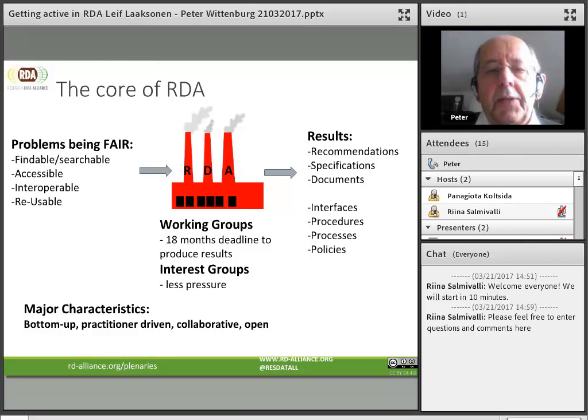So you work together, and as Leif already mentioned, you create some types of results: recommendations, specifications, documents. These documents and recommendations go about interfaces, specification of interfaces, specification of procedures, of processes, and maybe policies. And as Leif very nicely demonstrated, the major characteristics of this work are bottom-up, practitioner-driven, collaborative, open, and I forgot to mention here robust consensus.